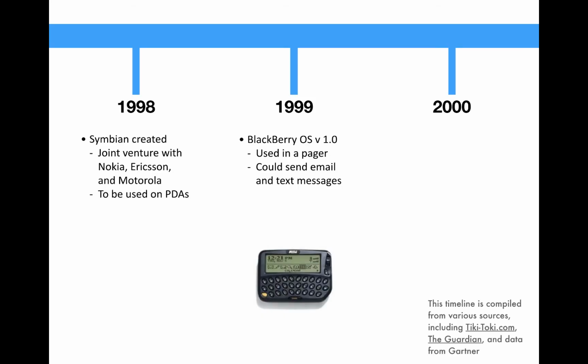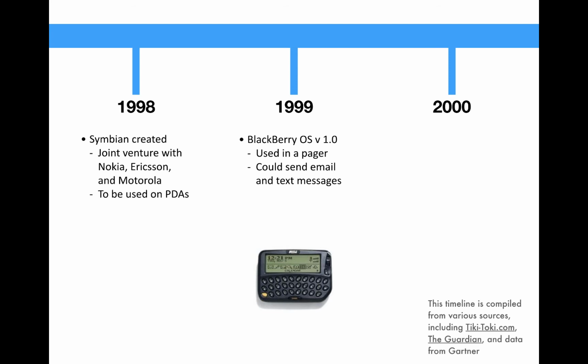We'll start with a timeline of smartphones and their operating systems. Not everything is going to be on this timeline, but I've tried to pick out events that I think are important. In 1998, Symbian was created. It was a joint venture between Nokia, Ericsson, and Motorola. And it was an operating system that was primarily used on PDAs, or personal digital assistants.